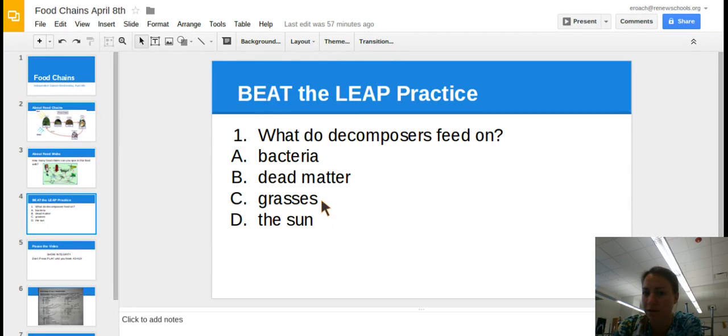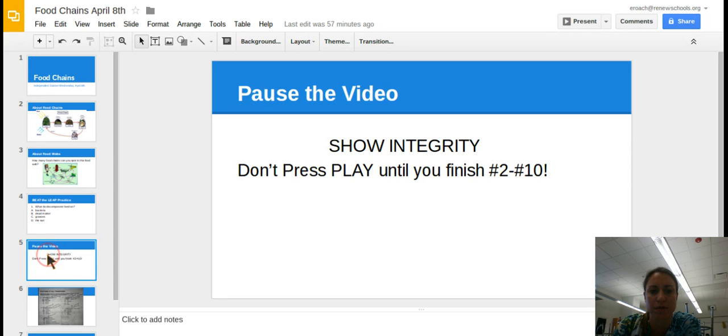Grasses. Decomposers don't eat grasses. And the sun, decomposers don't use the sun, producers do. So I go back and I circle B because I know that's the best answer. This is the same strategy that I want you to use when you work on the rest of your questions. What you're going to need to do is finish numbers 2 through 10. Pause the video here while you work. When you're done, press play.